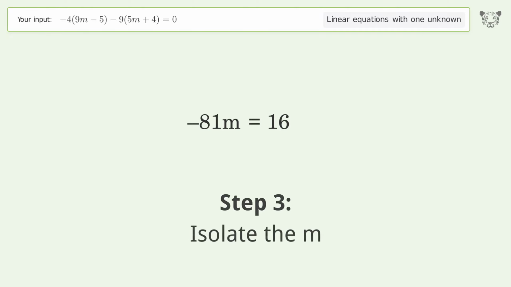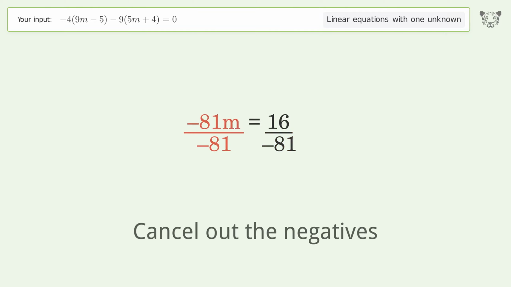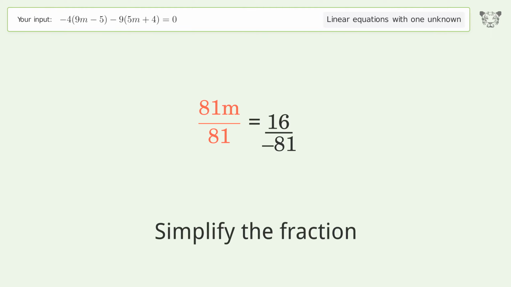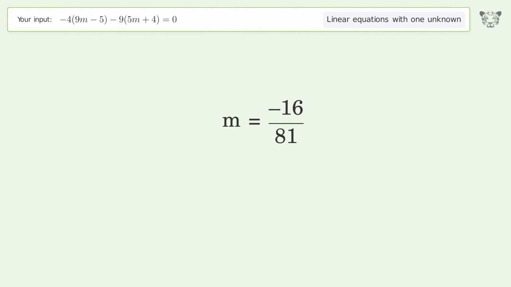Isolate the m. Divide both sides by -81. Cancel out the negatives. Simplify the fraction. Move the negative sign from the denominator to the numerator. And so the final result is m equals -16/81.